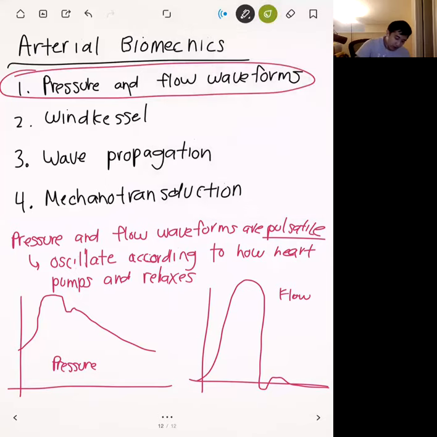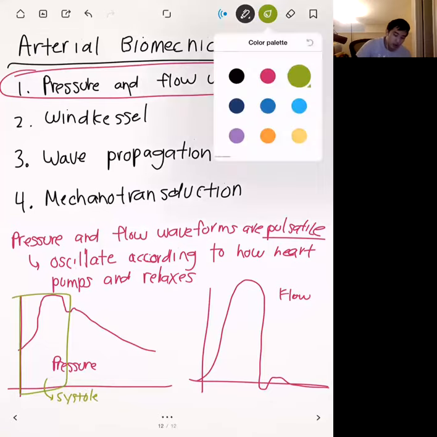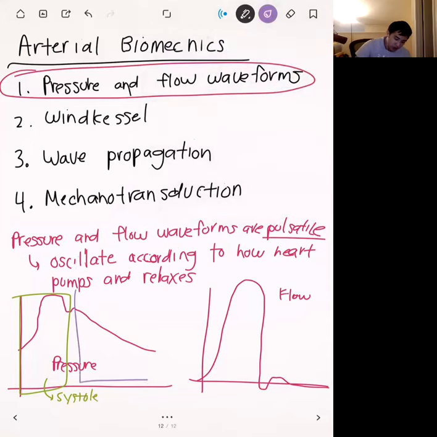And so this section right here, when the pressure is going up, this here would be systole. Whereas this next section right here, when the pressure is going down, this here is diastole. Okay. And so kind of know what those terms are and what they represent. Okay, so that's everything I want to say about the pressure and flow waveforms.